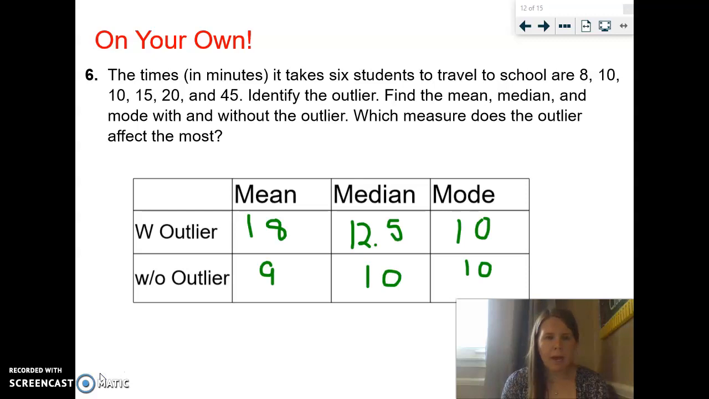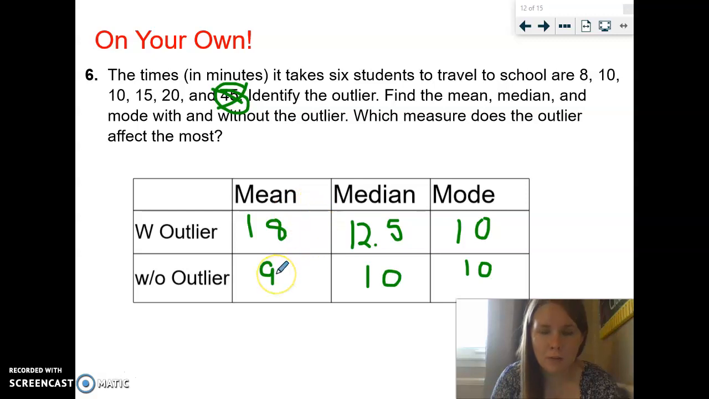Alrighty, welcome on back. So finding your answers with and without your outlier. With your outlier, your mean is 18, your median is 12.5, and your mode is 10. Identifying your outlier, it is this 45 minutes because that is a lot larger than what everyone else is traveling. When I get rid of this one, I noticed that the numbers changed a lot.